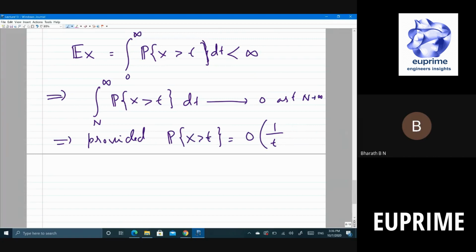No, sorry. It cannot be 1 by t, right? If it is 1 by t, it goes to infinity. Do you agree? Yes, sir. It will be ln t, log, so it goes to infinity. So it should be slightly better than 1 by t, right? Epsilon should be greater than 0, right? Do you agree?